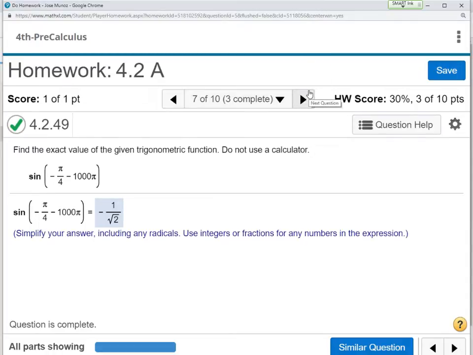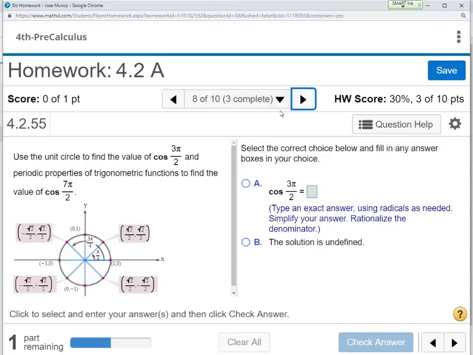Any other burning questions from this? All right, let's go. Oh, that one was easy. So much reading. Use the unit circle to find the value of cosine 3 pi halves. Hey guys, what does the half tell me I'm working with? 90-degree angles. And use periodic properties of trigonometric functions to find the cosine of 7 pi halves.